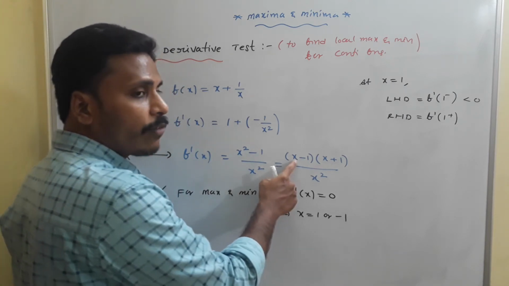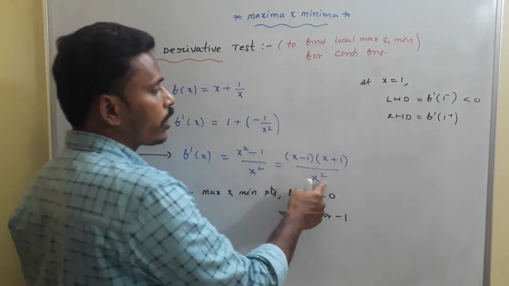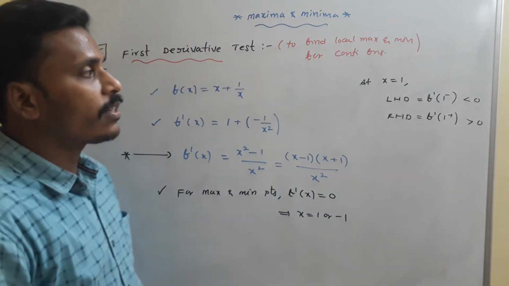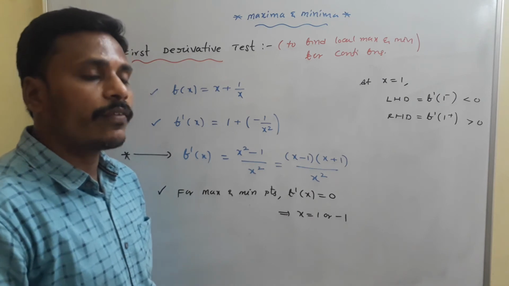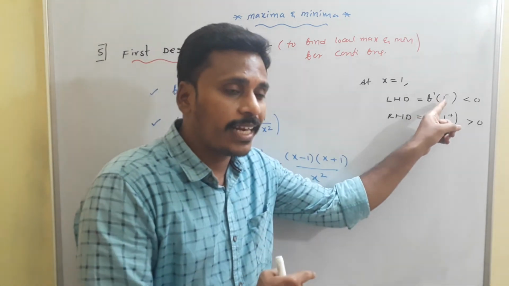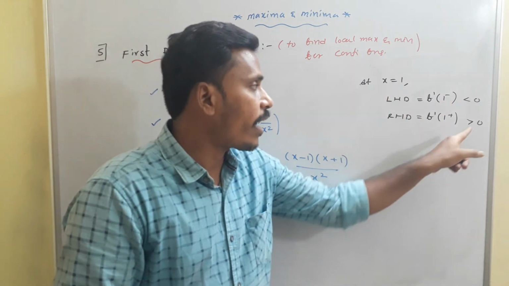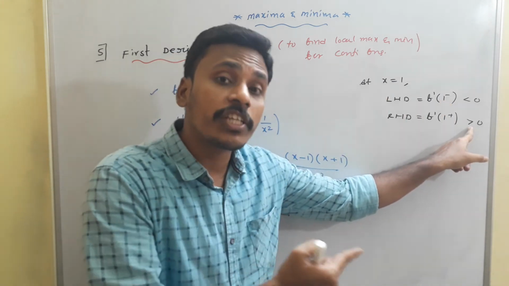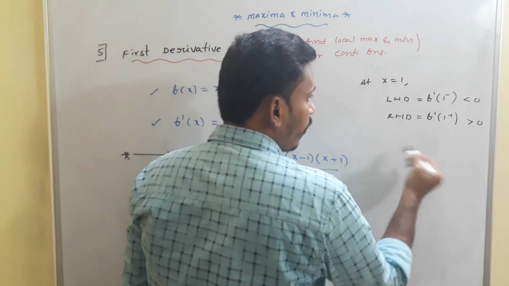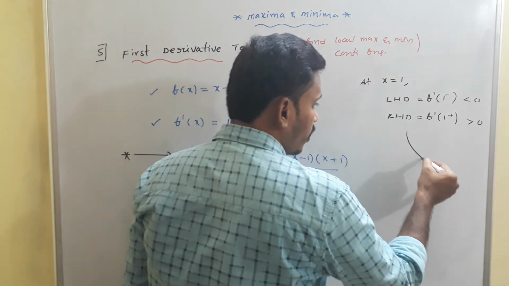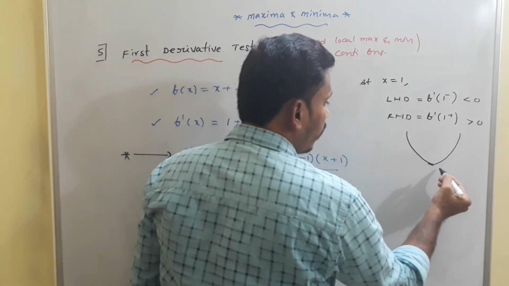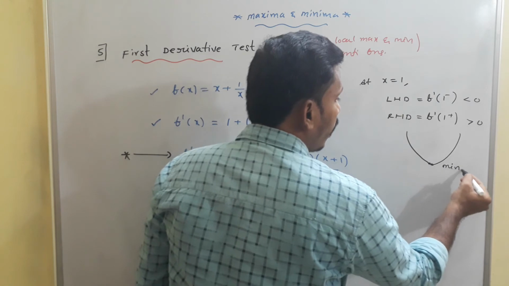If you replace that value here, this is positive, that is positive, x square is positive, everything is positive. So left hand derivative is less than 0, right hand derivative is greater than 0. So at 1, since derivative on the left side is less than 0, the function is decreasing, and on the right side it is greater than 0, so the function is increasing. So if you consider a point here, on the left side of that point the function is decreasing, on the right side the function is increasing. So at this point we will have minima.